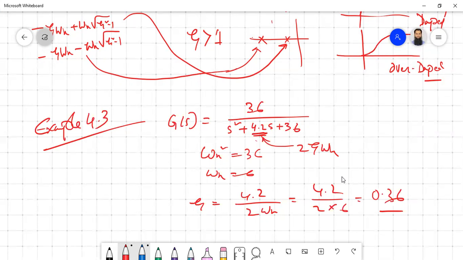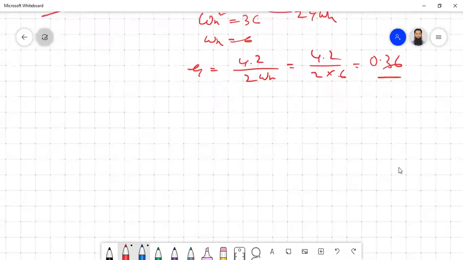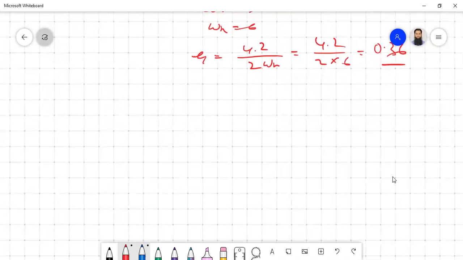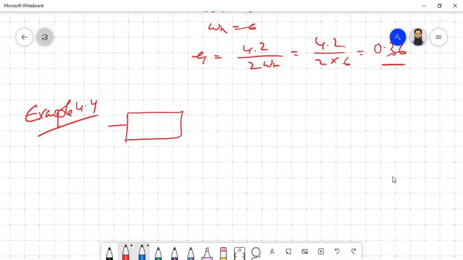Okay, so let us look at the next example, example 4.4. Basically, in example 4.4, three different transfer functions are given to us. One is 12 divided by s square plus 8s plus 12. This is one.